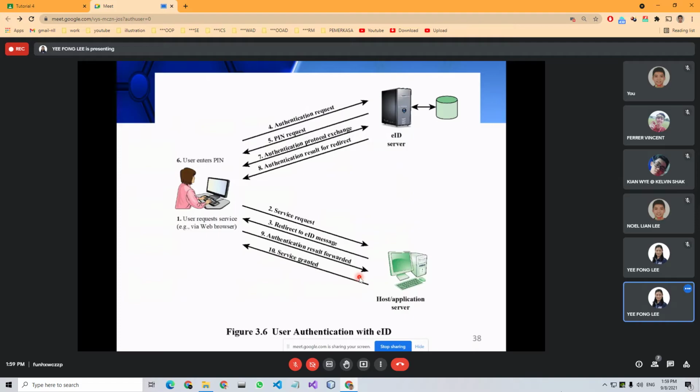Next one, user authentication with the eID. This diagram, user authentication, is a good example of the online use of the electronic ID function. It shows the web-based scenario of how the user might send the request, followed by the service request, and then number 3, number 4. This is the sequence.